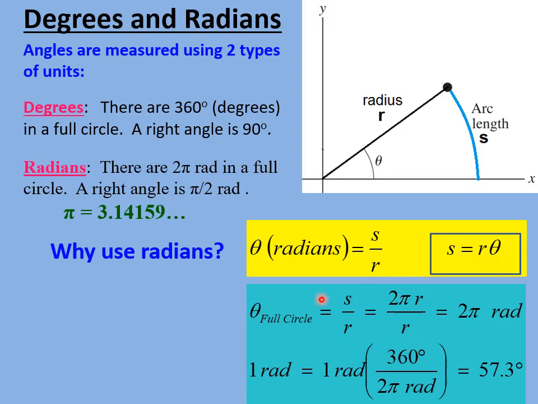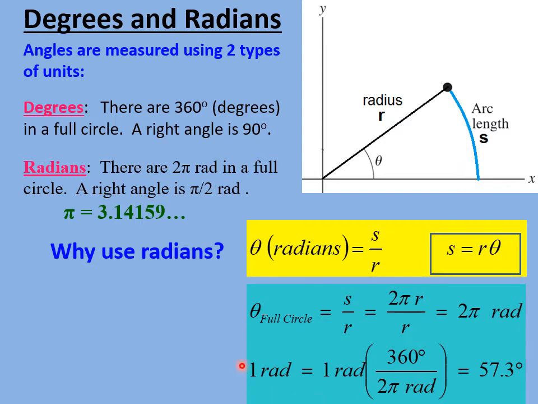Okay, so furthermore, the number of radians in a full circle, remember, is equal to S over R. But if we're going to talk about a full circle, going all the way around the circle like this, then the arc length is equal to the circumference of the circle, which is 2 pi r. And of course, 2 pi r divided by r, the r's cancel, so that tells us that the number of radians in a full circle is 2 pi radians. So there are 2 pi radians in a full circle, just like there are 360 degrees in a full circle.